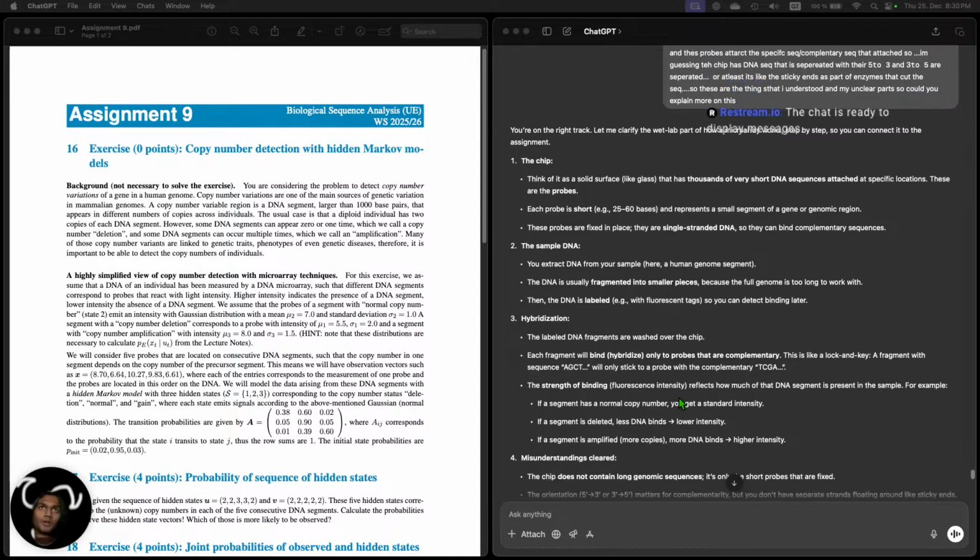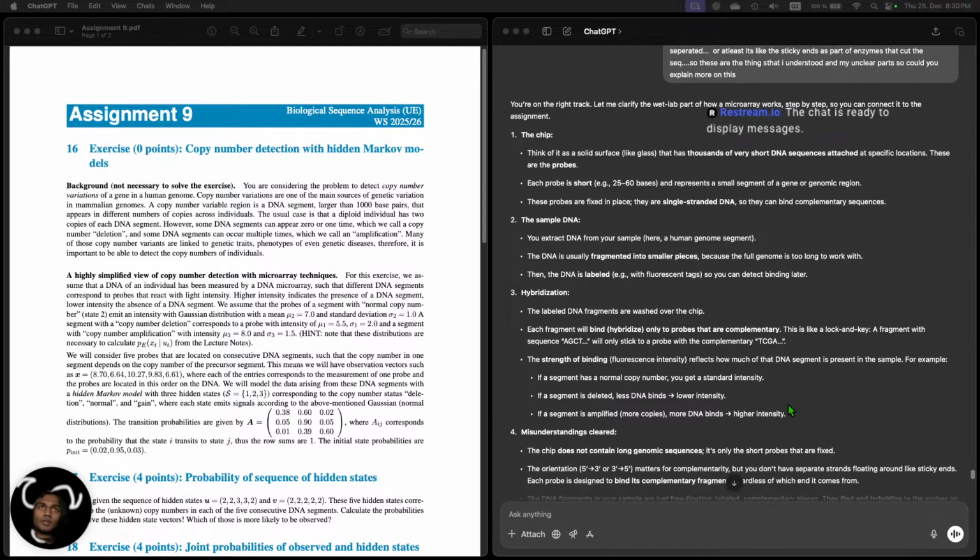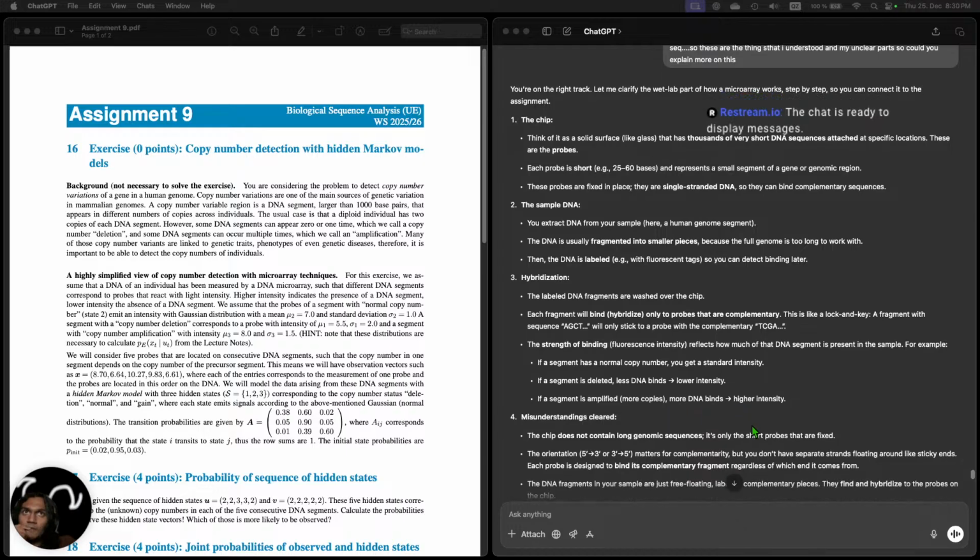The strength of the binding reflects how much of a DNA segment is present in the sample. For example, if a segment has normal copy number, you get a standard intensity. If the segment is deleted, less DNA binds, so lower intensity. If a segment is amplified, more DNA binds, so higher intensity.